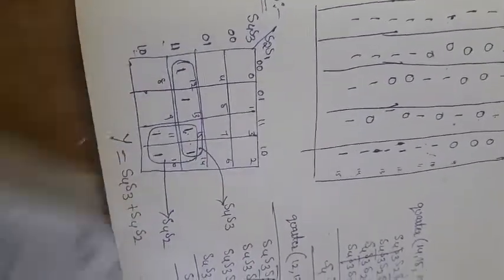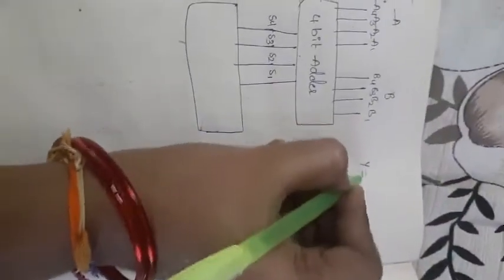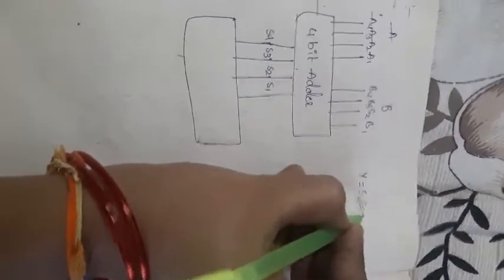After that, finally, by adding these two numbers, a carry is generated and we get the sum line as output. So what is the final output if you are adding two numbers? What is the output we are getting here? Y is equal to S4 S3 plus S4 S2, right? So you can write it here: output Y is equal to S4 S3 plus S4 S2.